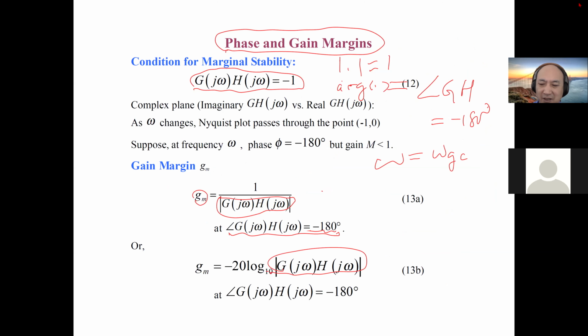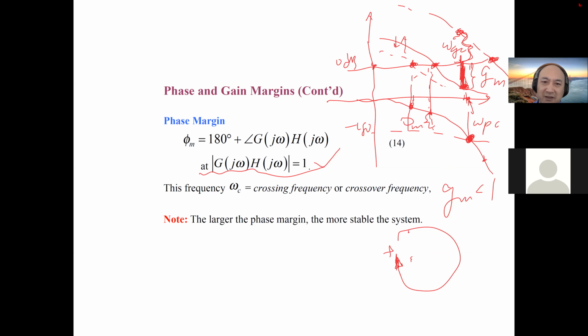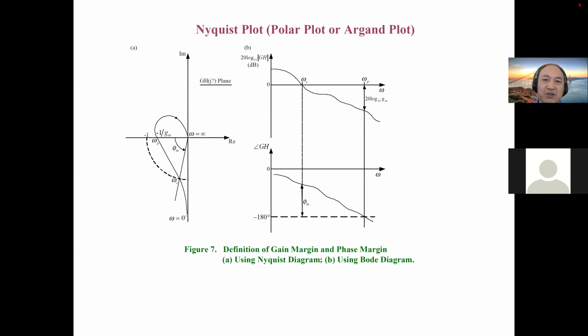I know this may be very confusing, but that's the definition. So I'm going to show you the system. I showed you here, this is a 180-degree line, and you have gain crossover here, and phase crossover here. Omega PC is phase crossover, omega GC is gain crossover. Then this distance is called phase margin, and this dB positive distance from here to here is called gain margin. So gain margin, phase margin.